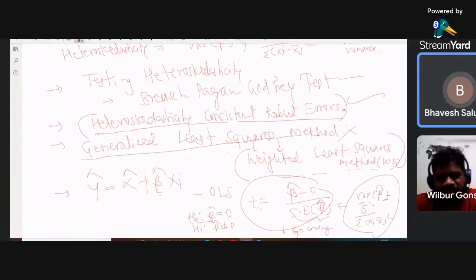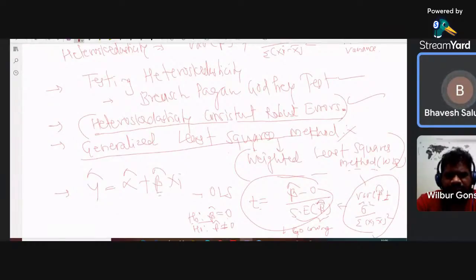Your test results of statistical significance of the parameter estimators beta hat and alpha hat will go wrong if you continue with the earlier formula for the variance of beta hat that prevails when there is homoscedasticity in the regression model of the sample that you have. Is there any question so far? This is an important implication.